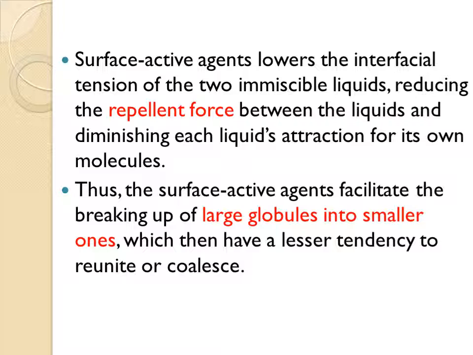Second, the surface active agent facilitates the breaking up of large globules into smaller ones. When large globules break into smaller ones, new interfaces are formed, and these new interfaces are stabilized by surface active agents. That's why it allows larger globules to break into smaller ones. Also, as the interface of each globule is stabilized by the surface active agent, they avoid the mixing of two globules together, and thus the emulsions are formed.